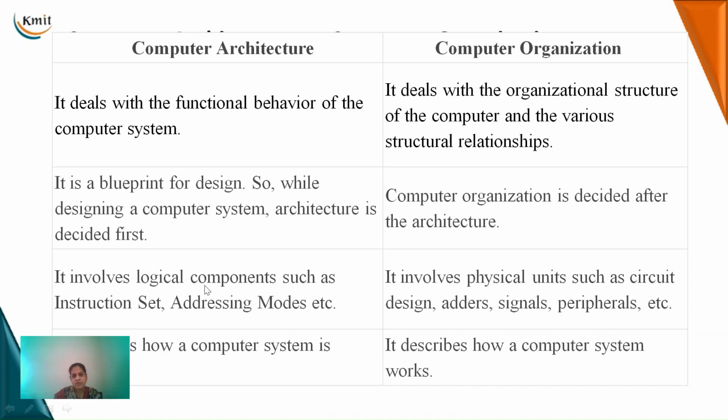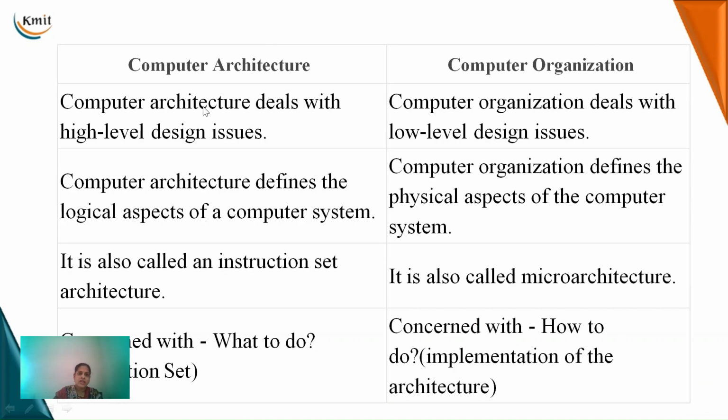The architecture involves the logical components such as instruction sets and addressing modes, whereas computer organization involves the physical components such as circuit designs, hardware parts and peripherals. Computer architecture describes how a computer is designed, whereas organization describes how a computer system works. Computer architecture deals with high level design issues, since it is at a higher level, whereas computer organization, at a low level, deals with low level design issues.